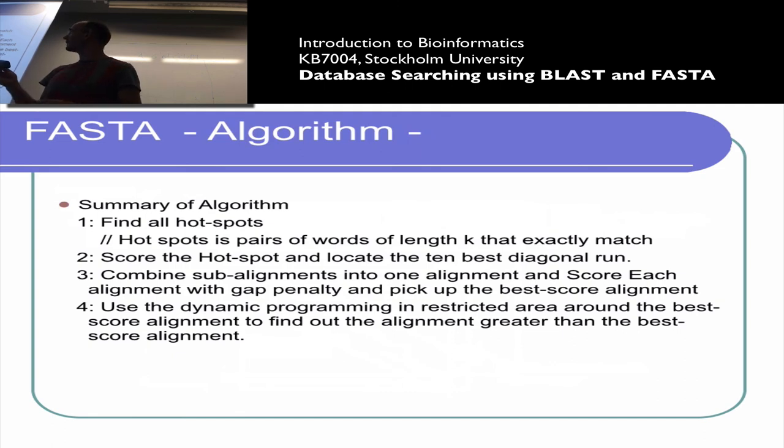Then you score this. You calculate just the substitution matrix scores along these diagonals, and you can add them together, and find the 10 best diagonal runs. Then you combine all the sub-alignments into one alignment, score each of these alignments with the gap penalty, and pick the best scoring alignments. So you find one place, and then you do dynamic programming in the restricted area.